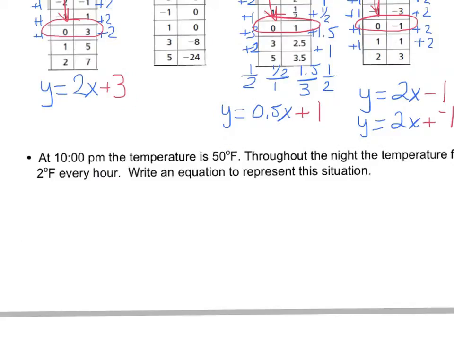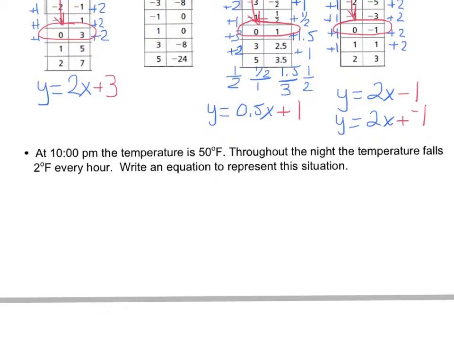Okay, we need to be able to write equations for story problems. So let's look at this story. Again, if we're going to write an equation, we need to find two things. We need to identify the rate, and we need to identify where we're crossing the y-axis, or where this is going to start.